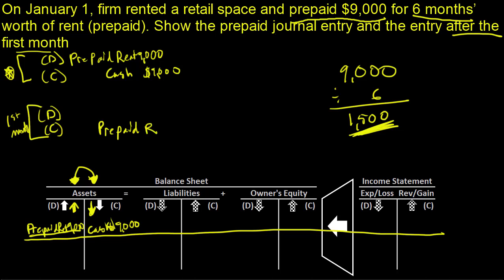Why? You've used it. You've used your prepaid rent for that month. January's gone. You're done. After this month is done, guess what? You can't get that back. You agreed to pay for the rent that month, and so that's gone. So that amount of the prepaid rent is gone, the $1,500 of it.